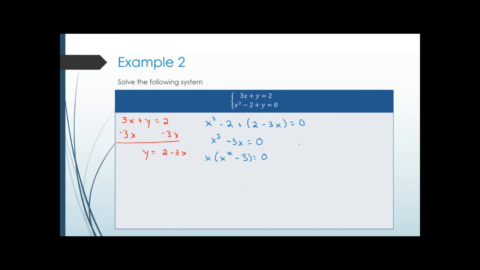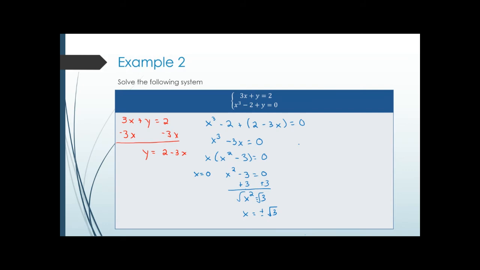Set each factor equal to 0. So I have x equals 0, and then x squared minus 3 equals 0. So now you need to solve the x squared. If I add 3 to both sides, this gives me x squared equals 3. I mean x squared, and I wrote x cubed. Too many 3's there. X squared. Then I take the square root, and when you take the square root, you get a plus or minus. So I get a positive square root of 3 and a negative square root of 3.